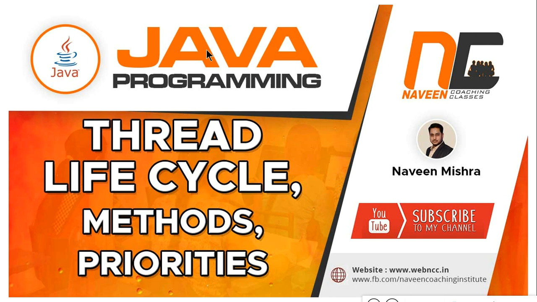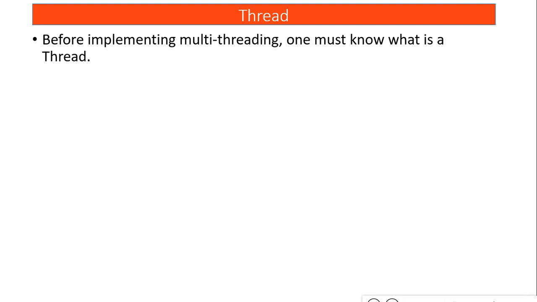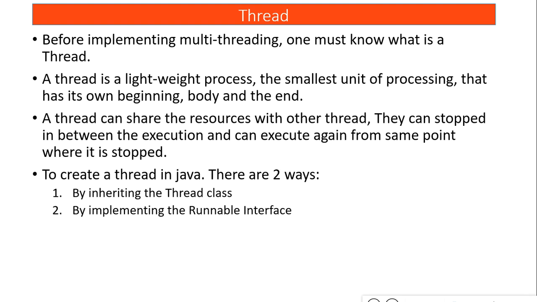So what was a thread? These are individual programs, individual modules that can work independently with other threads, right? These are lightweight processes, the smallest unit of processing, okay? The main advantage of having a thread is that they can run simultaneously with other threads, and their execution can be left in between and can be continued later by the CPU.